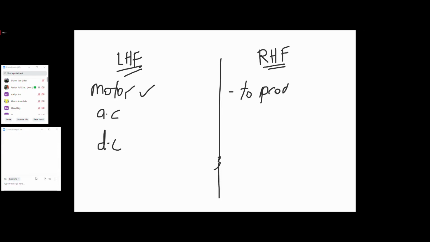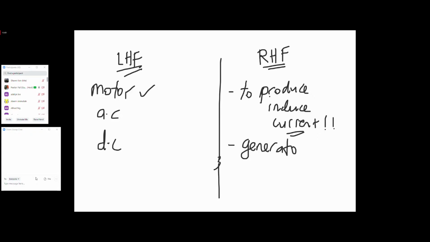So if you are going to produce induced current, it is for generator. The generator can be AC or can be DC. All right. Any question, guys? So left hand and right hand. This is the difference by using left hand and right hand.